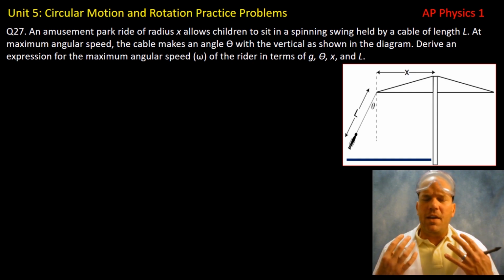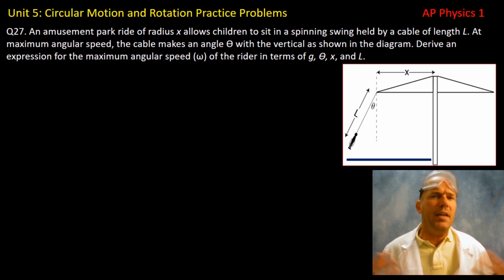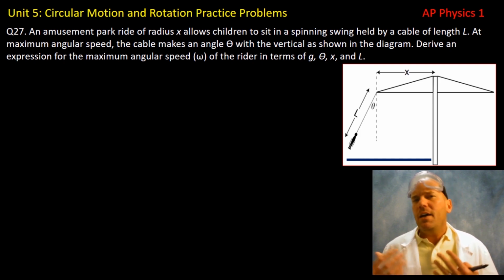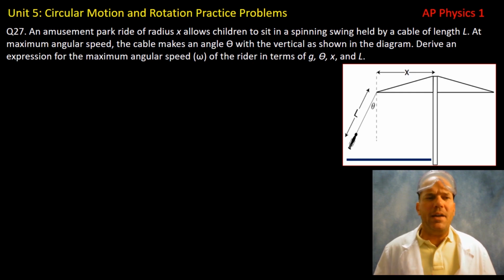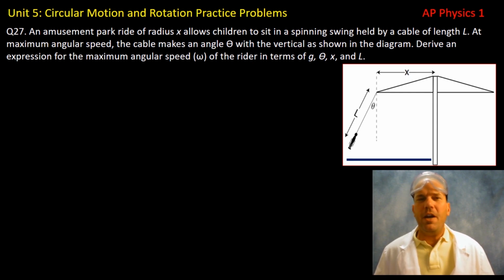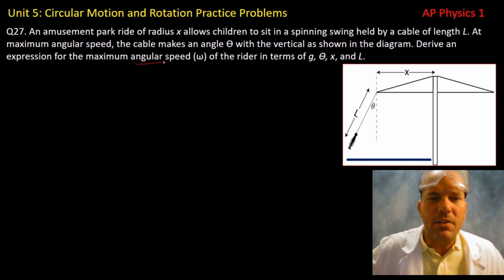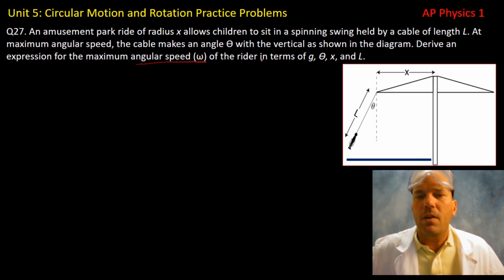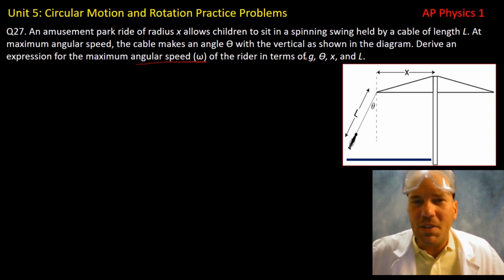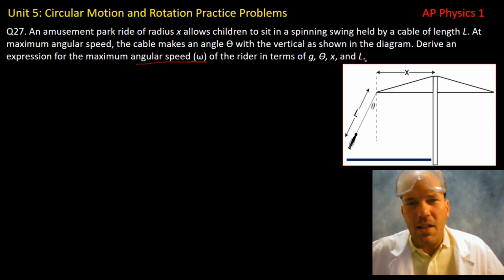We have an amusement park ride. We're given a radius of x. It's spinning at a length L, and it's spinning with a maximum angular speed. All right, we have a cable. It's at an angle theta. We are asked to derive an expression for the maximum angular speed, omega, of the rider in terms of these quantities, little g, theta, x, and L.